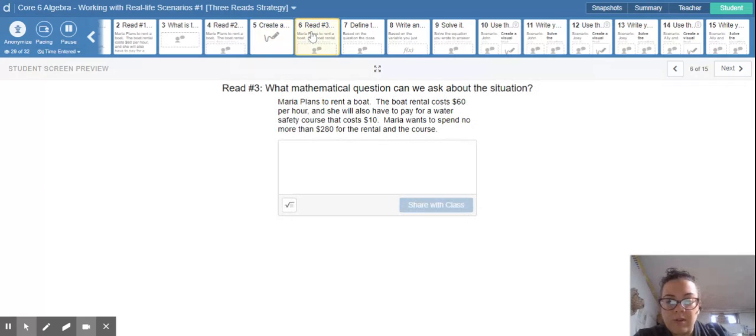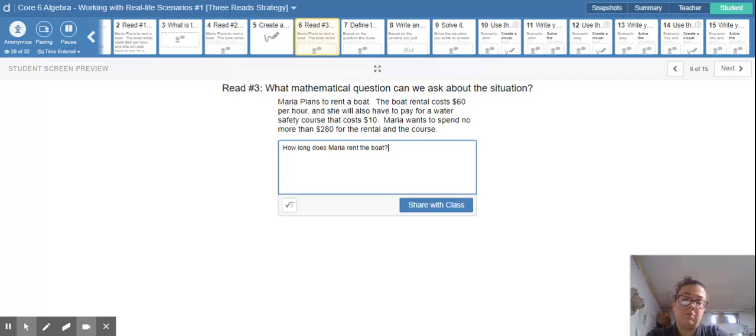So then in the third read, we actually come up with some questions and we try to determine what we think might be asked. So we should actually come up with multiple questions. Maria plans to rent a boat. The boat rental costs $60 per hour, and she will have to also pay for a water safety course that costs $10. Maria wants to spend no more than $280 for the rental and the course. So what kind of question could we ask here? We could say, how long does Maria rent the boat, right? That's the one thing I don't know. I don't know how many hours she's going to rent the boat.